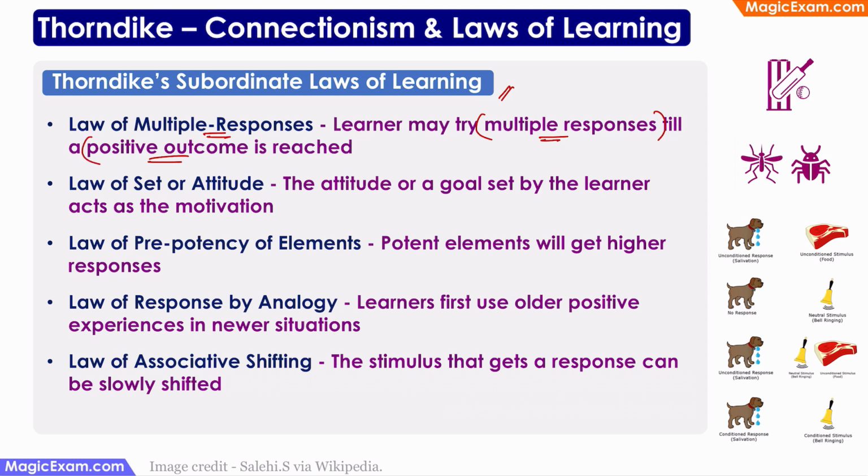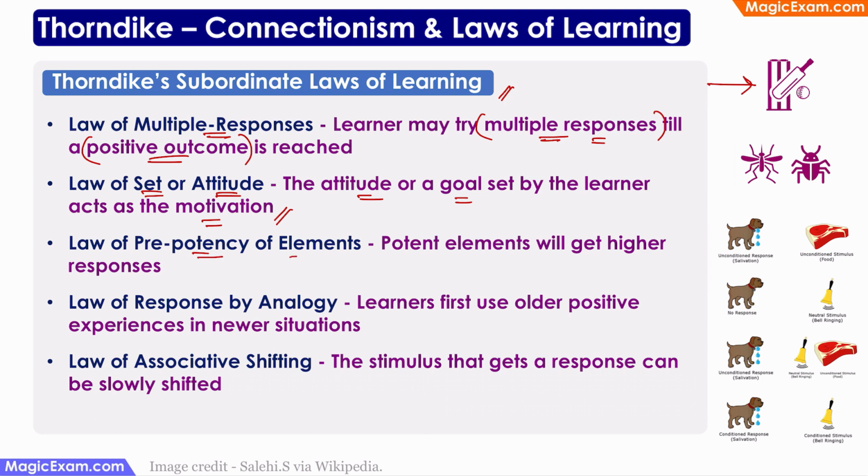So I'm looking for the most positive outcome here, for which I'm trying multiple responses. Law of set or attitude says that the attitude or a goal set by the learner acts as a motivation by itself. For example, a sports person might set a goal for himself or herself that I have to score a century in a particular match. So that itself acts as a motivation for the way the person will play in that match. A student might set a goal for himself or herself that I need to get a first rank in the final exam. And that itself acts as a motivation for the child to study.